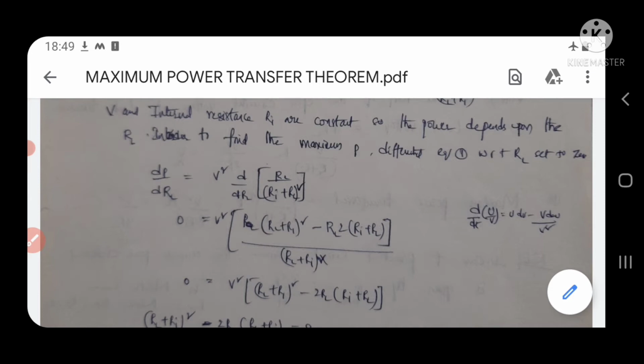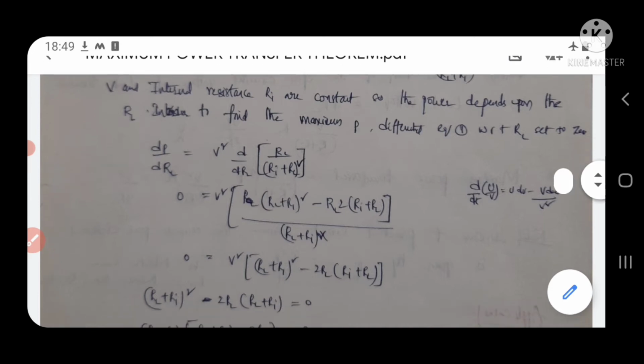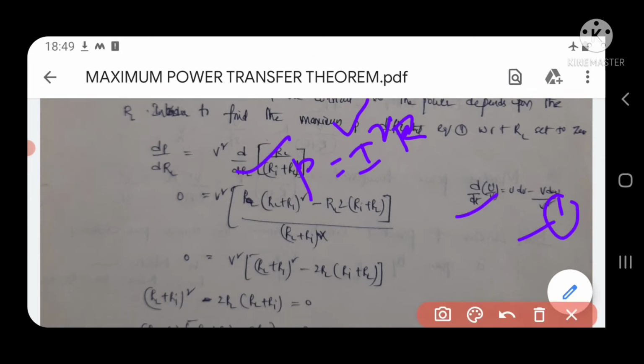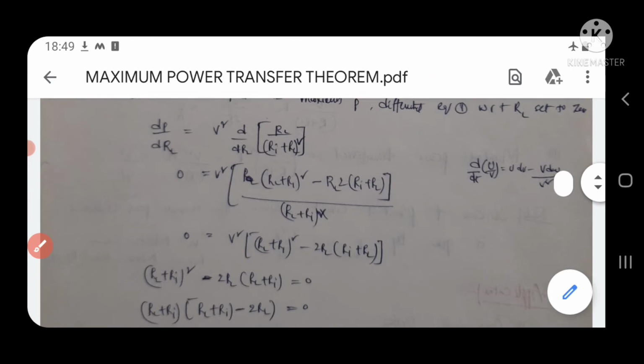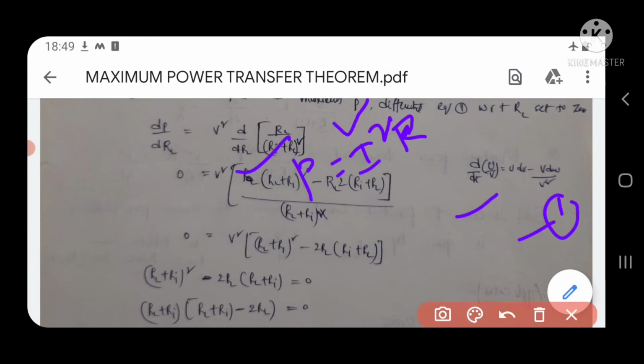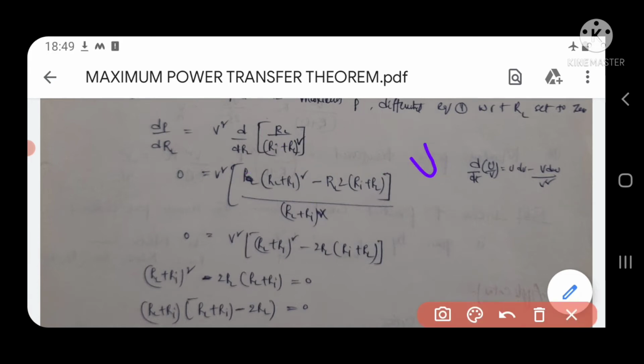For that purpose, differentiate the power equation with respect to the RL value, because the power depends only on the RL value. We perform the differentiation by using the d by dx of u by v basic formula. Here v is equal to (RL plus Ri) whole square. I think you are all aware of that. u is equal to RL, and v is equal to (Ri plus RL) whole square.